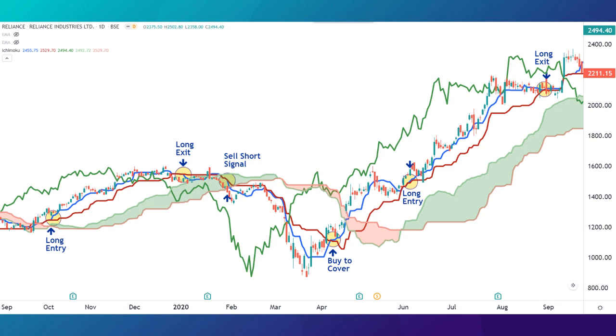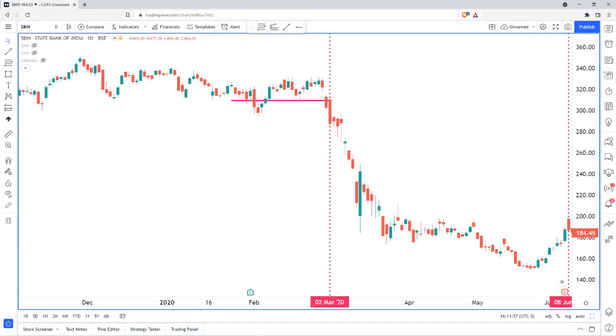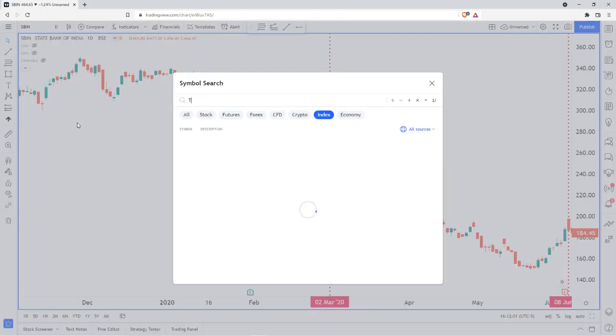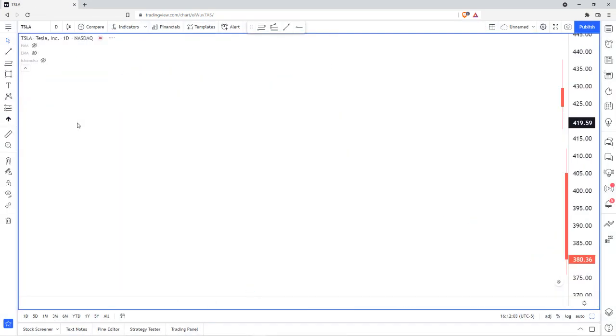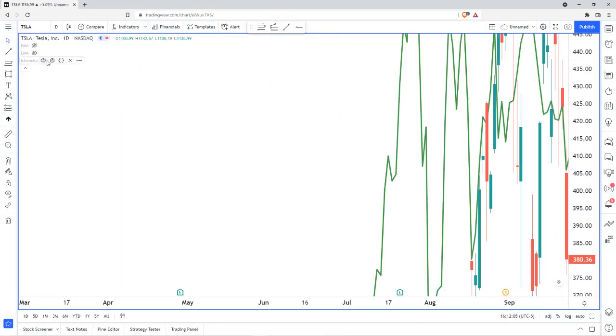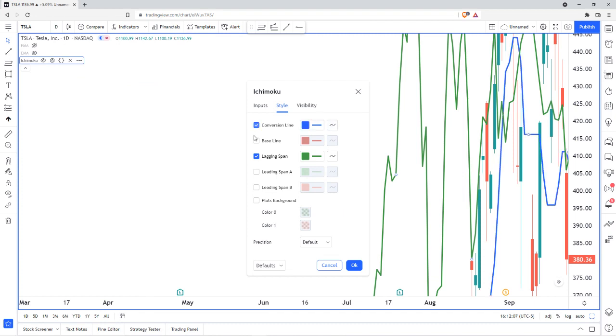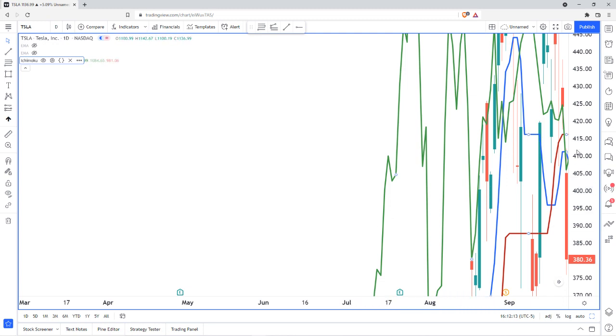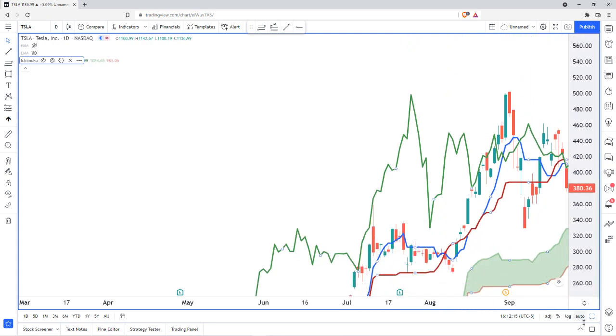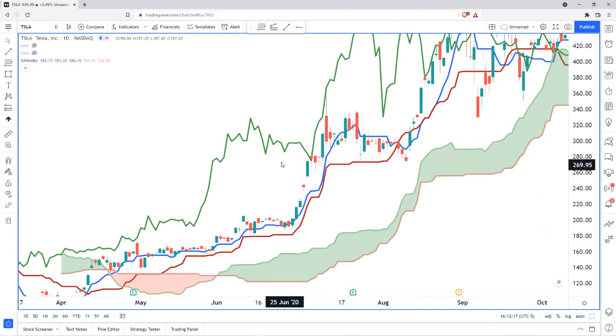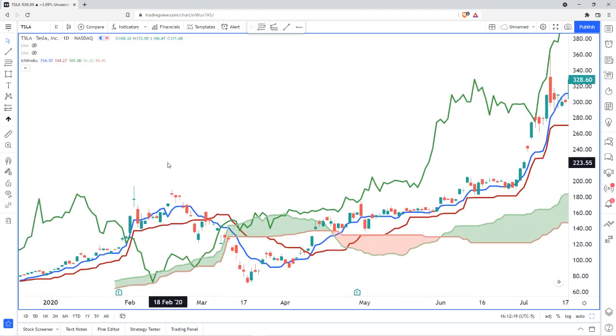Where are you? Oops. There we go. And let's go to, I don't know, Tesla. Let's bring up stock and go back to Ichimoku. Let's bring back all the lines. There we are. Okay. So if we go back in time a little bit here, where am I? Oh, in 2020. Okay, that's perfect.